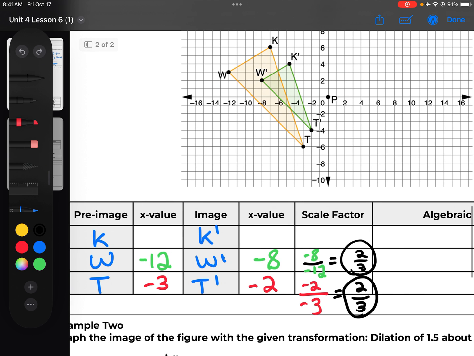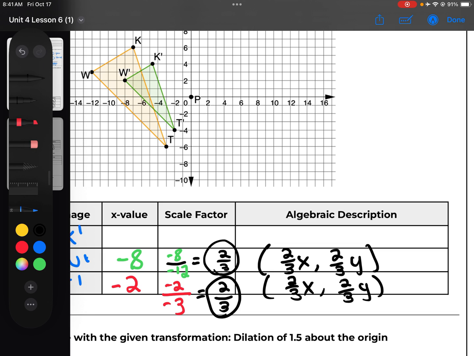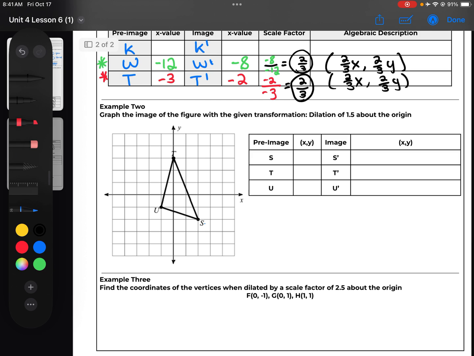Since the scale factor checks out for both of those points, the algebraic description is as easy as writing 2/3 x, comma 2/3 y. Anytime you see a number multiplied to an x or a y coordinate, you know it is a dilation. It has to be the same multiplication on both x and y for it to be a dilation about the origin. Okay, that is the algebraic description.